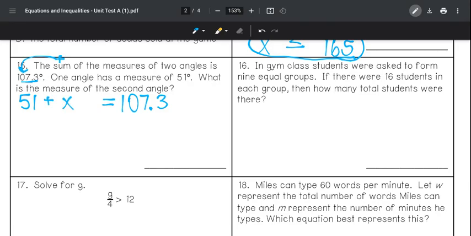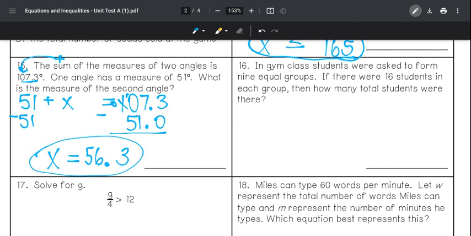Okay, so I'm going to subtract 51 from both sides to figure out what x is. What was that other piece, the other angle? 3 minus 0 is 3, decimal point. 7 minus 1 is 6. Can't do 0 minus 5, but you can do 10 minus 5. And I got 56.3 equals x.